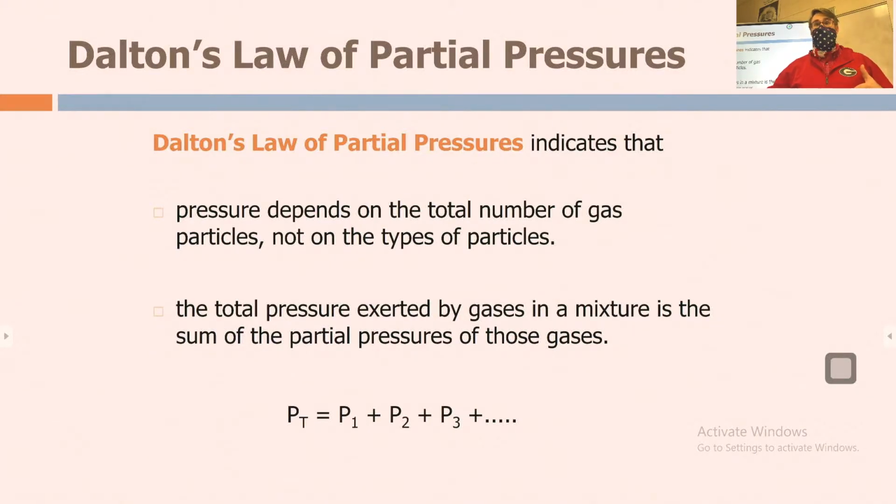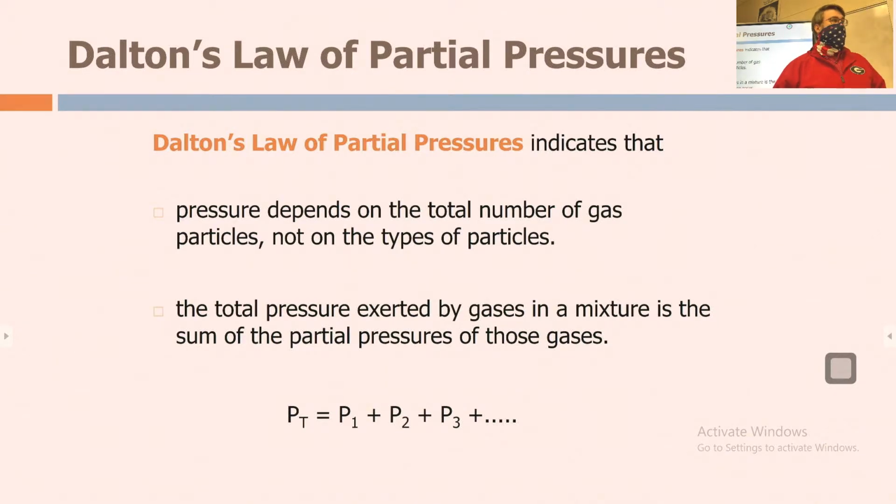Wait a minute. So the total mass of the students in the class is equal to the addition of all of the objects that have mass. Whoa. So if I took all the things that have mass in this class and added them up together, we'd get a total mass that's equal to the total mass. I know. Wow. Okay. That's Dalton's law of partial pressure.